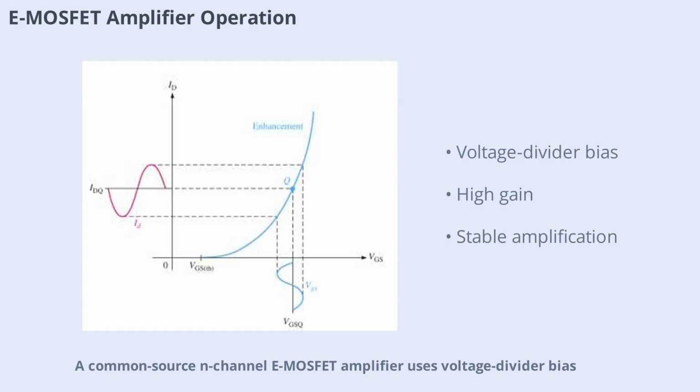A common source N-channel MOSFET amplifier uses voltage divider bias with an AC source coupled to the gate. The gate is biased with a positive voltage above threshold, and the signal voltage causes VGS to swing around its Q point. This operation is fundamental for amplifying signals in digital and analog circuits, providing high gain and stability.